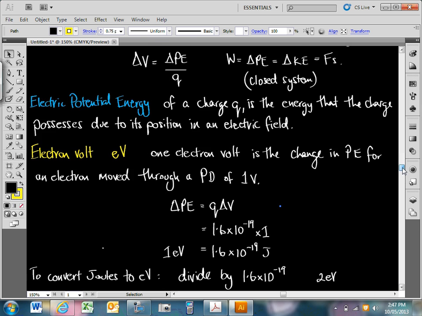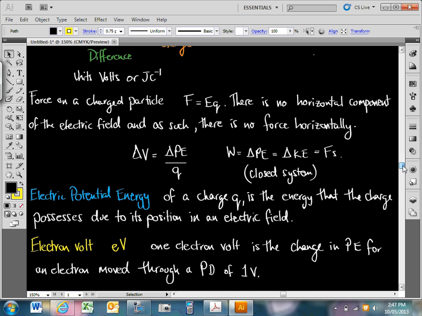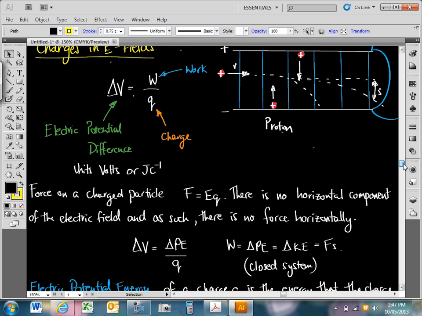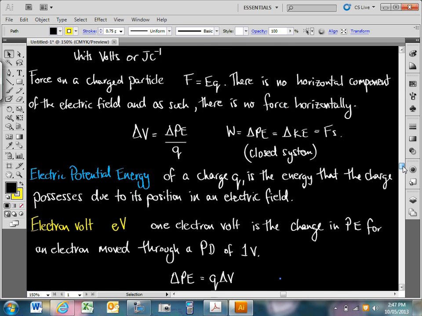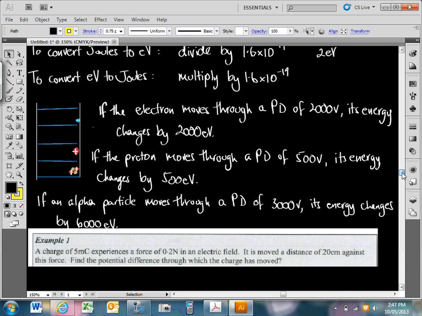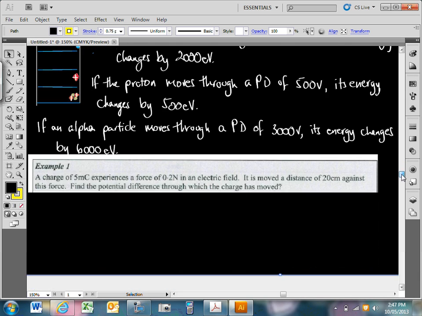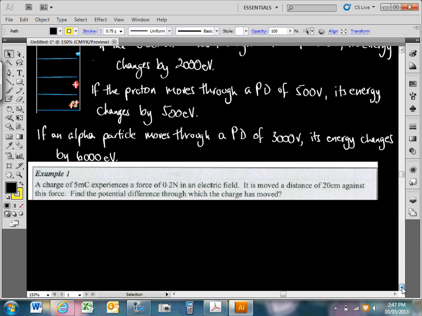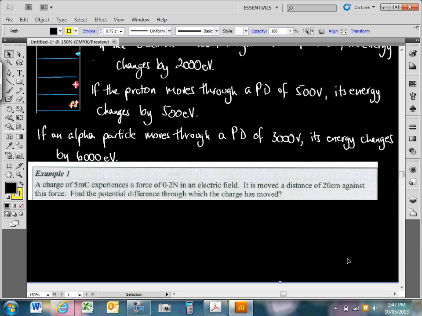If we come back up here, potential difference. You need to know the work done on that particle, okay? In order to find the work done on that particle, well, I'll leave it to you. I'll give you a second to have a go at that.